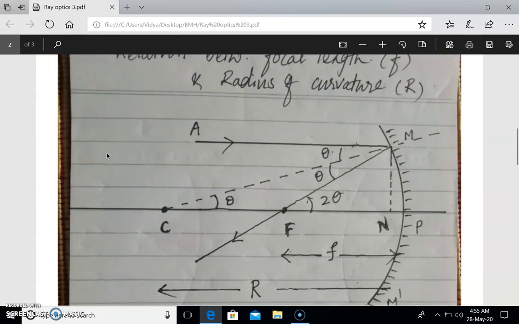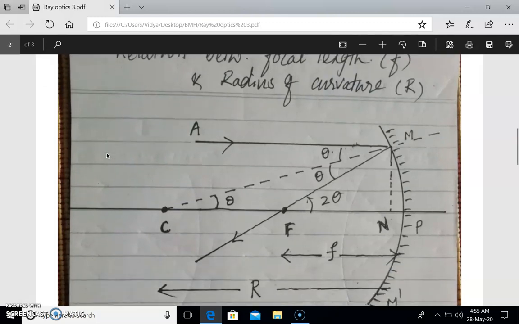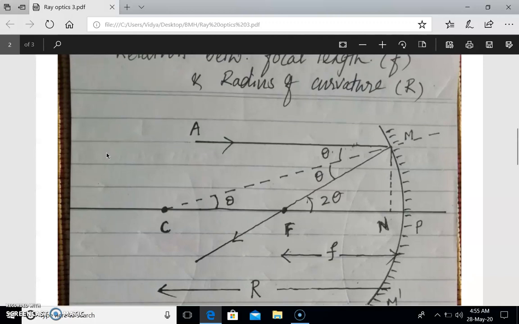Further, the relation between focal length and radius of curvature. Hoping that you have understood what the principal focus is. The distance between the principal focus and the pole of the mirror, that is PF, where P is the pole and F is the principal focus, is called the focal length. It is denoted by a small letter f.